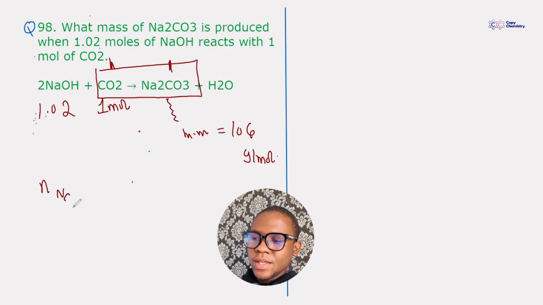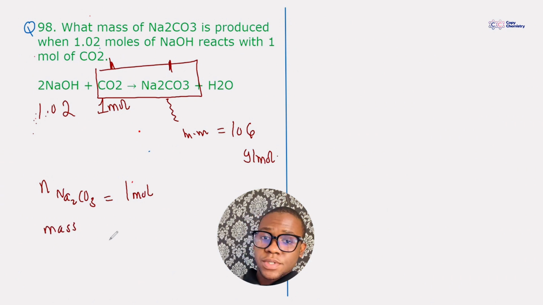Number of moles of Na2CO3 is 1 mole. And that would mean that the mass of Na2CO3 will then be number of moles times molar mass. So that would be 106 grams. So that is one answer.